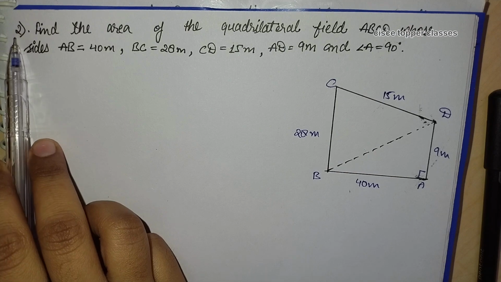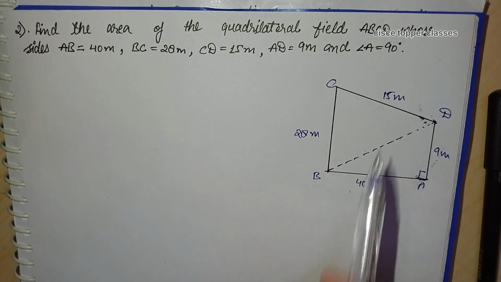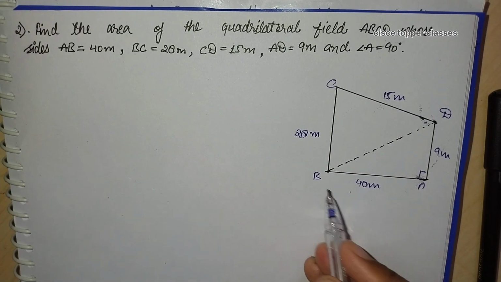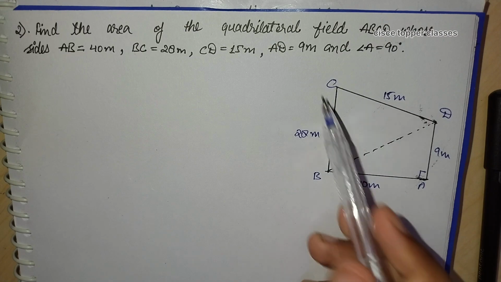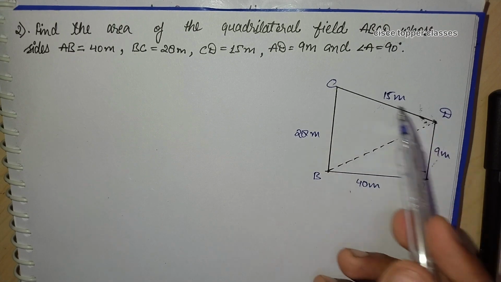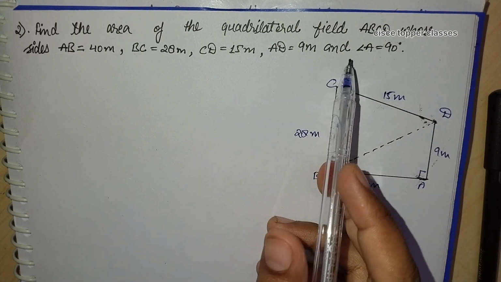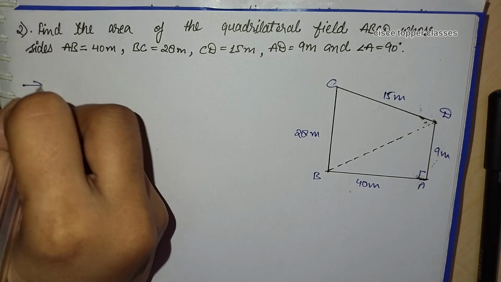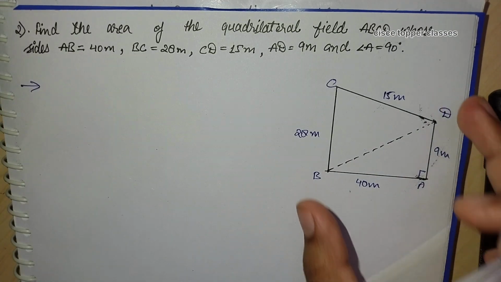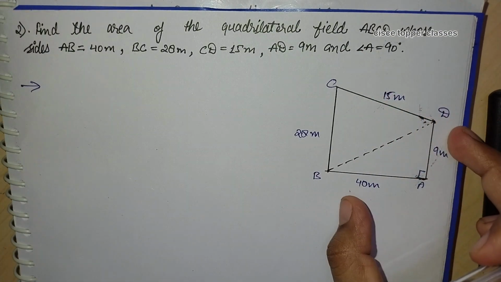Let us solve the second question. Find the area of the quadrilateral field ABCD whose side AB is 40 m, BC is 28 m, CD is 15 m and AD is 9 m. We have to find the area of this. To find this area, we can write it as the sum of these two triangles.